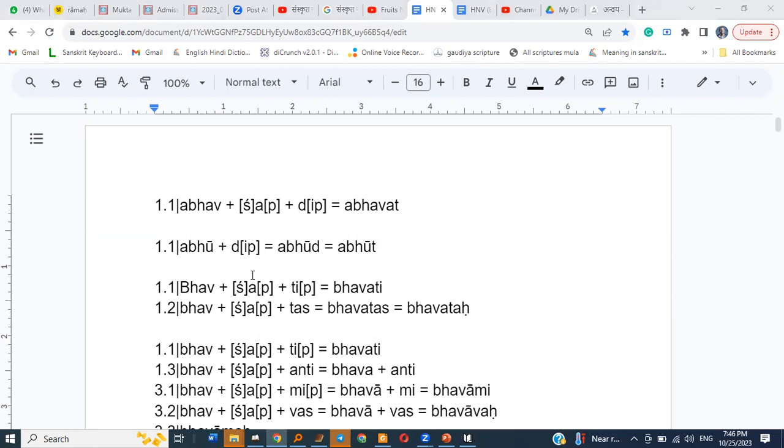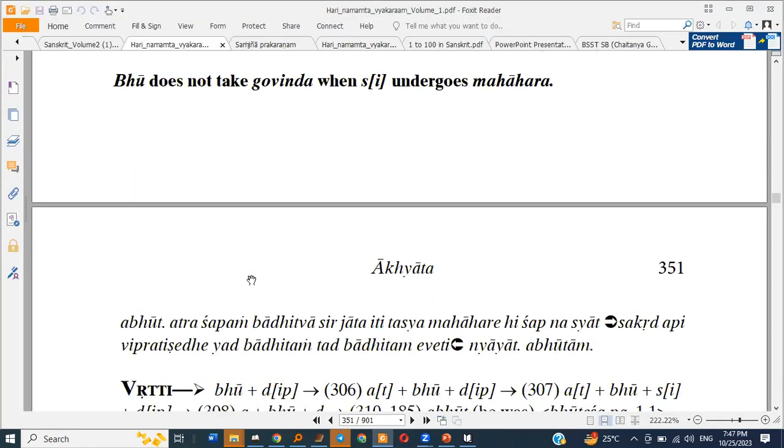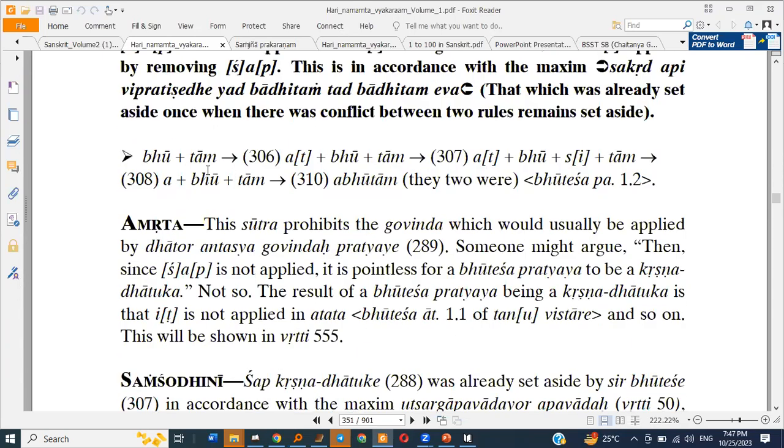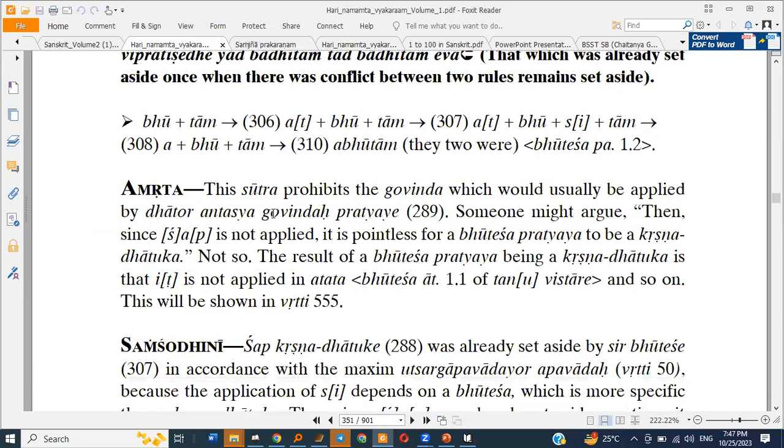So first we inserted C, then C underwent deletion, and because C underwent deletion, there is no Govinda for the Dhatu Bhu, thus we get Abhut. Then Bhu Yuk plus Tam, so Dhatuho Purvamat, C is inserted, and C gets deleted again by the previous sutra. In Sthapivati Damodara Bhumya Ser Mahara Parpade. And we get Abhutam, the same way.